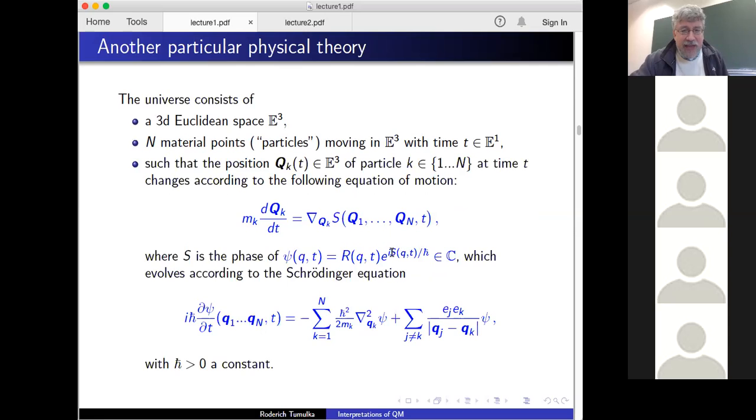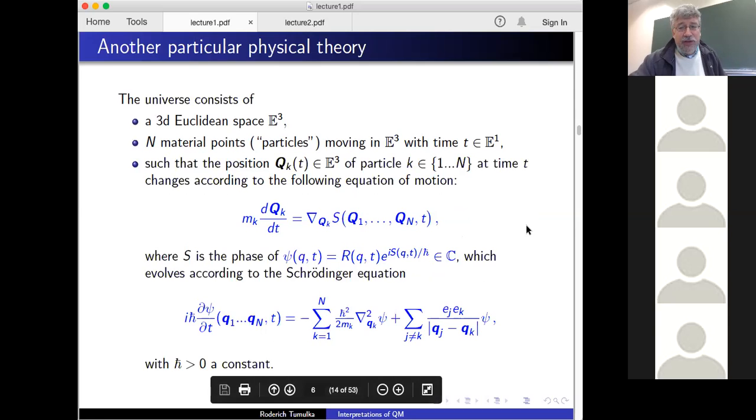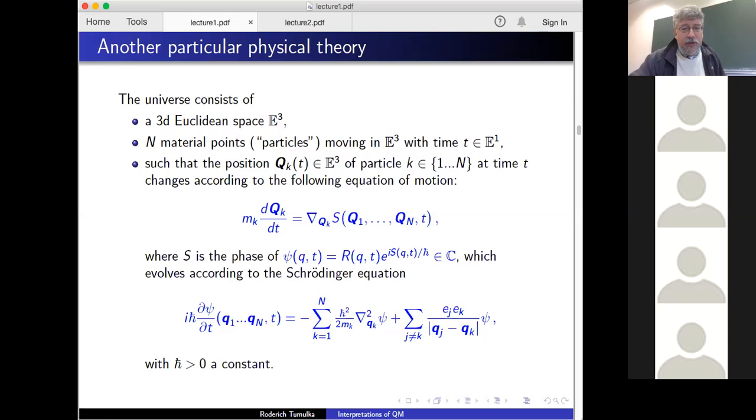So here you can see S is the phase of this wave function. And that is what appears here. And the wave function itself also changes with time according to the Schrödinger equation. So it's the usual kind of wave function that you would have in non-relativistic quantum mechanics. I wrote it down here with a particular potential, the Coulomb potential. So it's the usual Schrödinger equation with Coulomb potential. So that would be a simple model of what the world could be like.